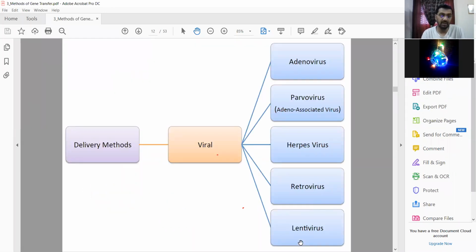So coming to the delivery methods, the viral vectors include adenoviruses, adeno-associated viruses, which are also named parvoviruses, herpes viruses, retrovirus, and lentivirus. These are the five different viruses now used for this purpose. Now we will go through all these viruses one by one to study their benefits and disadvantages, and later on we will have a comparison of all of them.